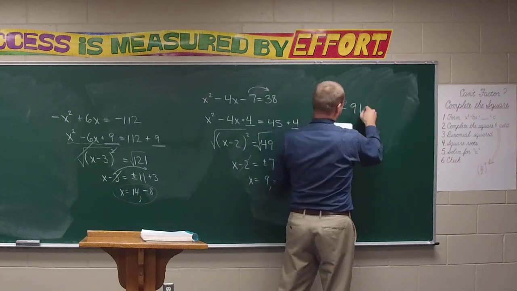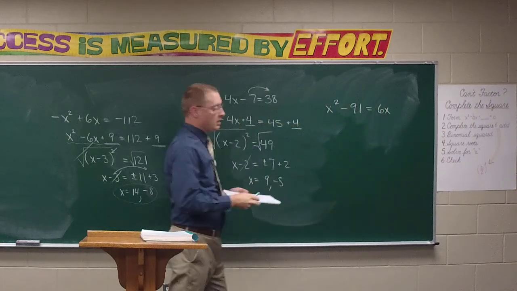I'll write this one down. X squared minus 91 is equal to 6x.